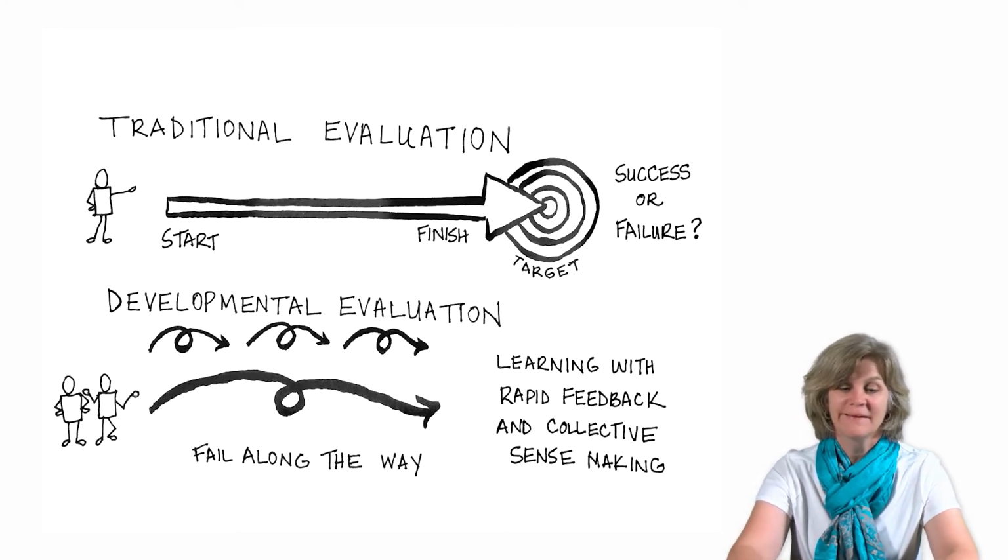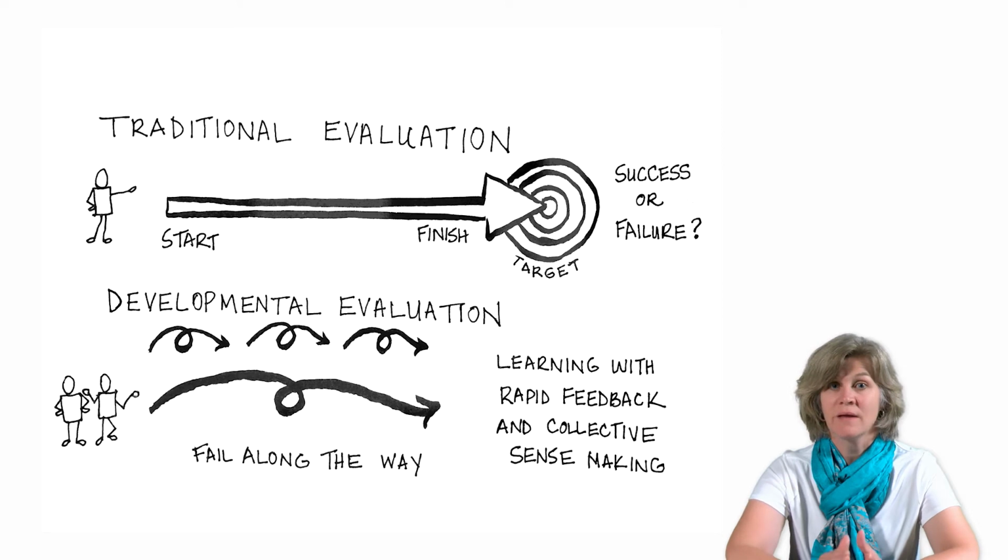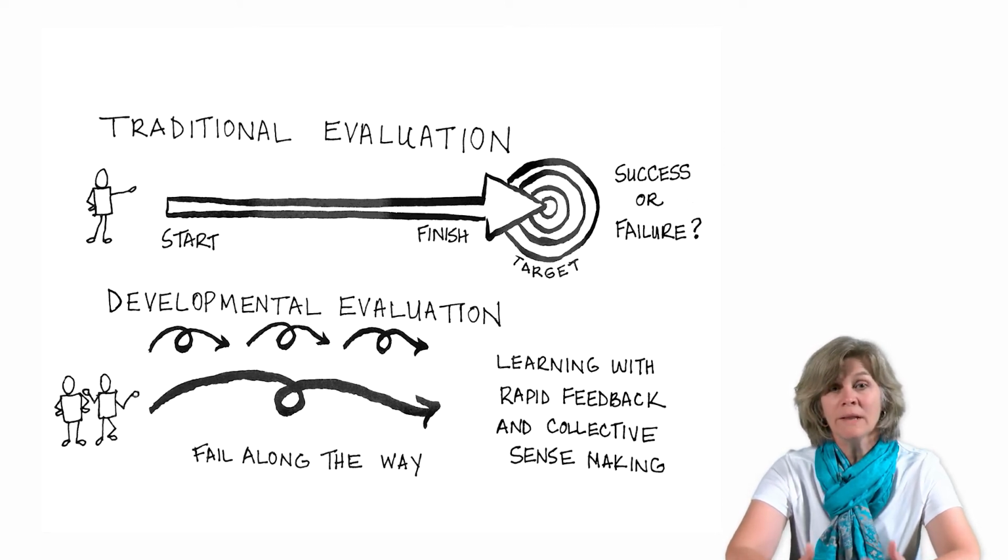A visual that I think is helpful is that in traditional evaluation, we think oftentimes that there's a start and a finish, and that particularly in outcome evaluation, you're going to be judged on whether or not you achieved that target. Whereas in developmental evaluation, we realize that people fail along the way. They learn things, it evolves, and part of what evaluation can do is to provide systematic information to help the leaders and the innovators be more effective as they're moving towards the desired state.